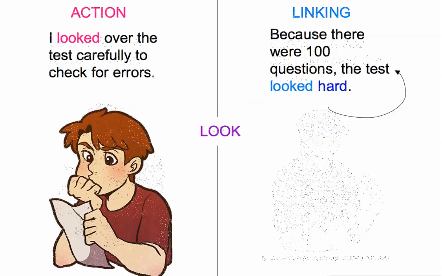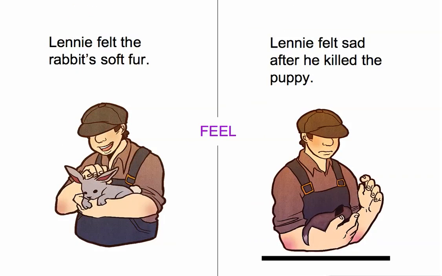The next example, with the verb feel, again, it can be either action or linking. Lenny felt the rabbit's soft fur, compared to Lenny felt sad after he killed the puppy. In the first sentence, it's action.